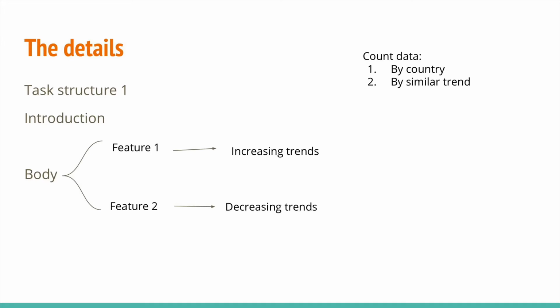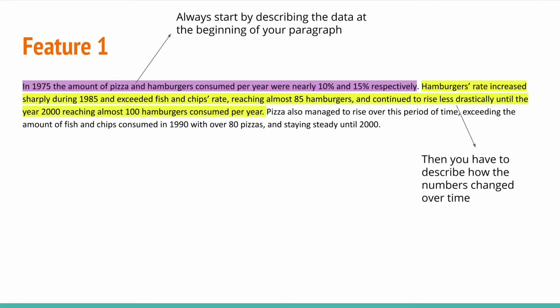It is a good idea to divide the part of your writing where you give the details into paragraphs. And for this, you need to group your data by some feature, for example, by country or by similar trends. The second option is more logical as it follows our overview. So for this, you could describe the increasing trends in one paragraph and the decreasing trends in another paragraph. When you write the first paragraph, you should start by describing the data.